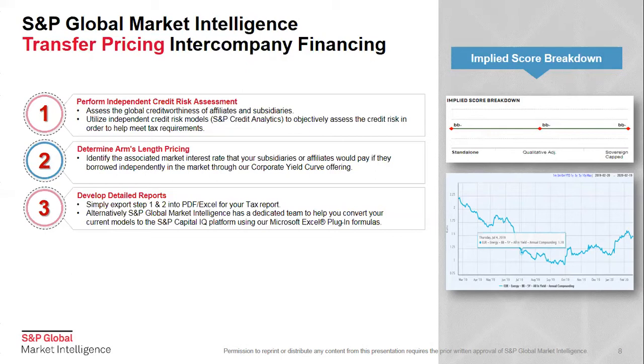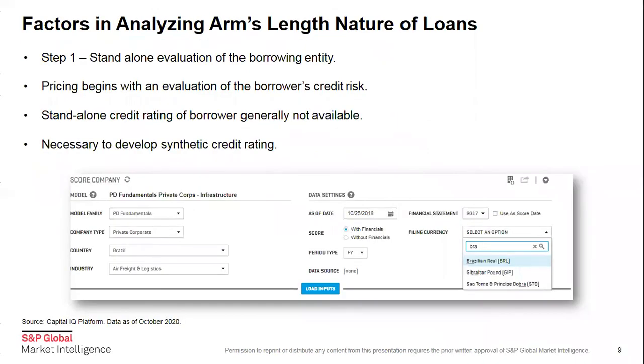We can determine that arm's length pricing using our corporate yield curves, and we have the methodology to develop detailed reports for you. Now, the first item, as we have discussed, is the standalone evaluation of the borrowing entity. And the pricing begins with an evaluation of this standalone credit risk.